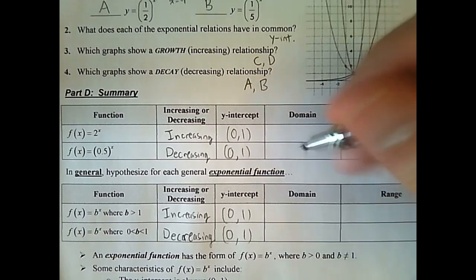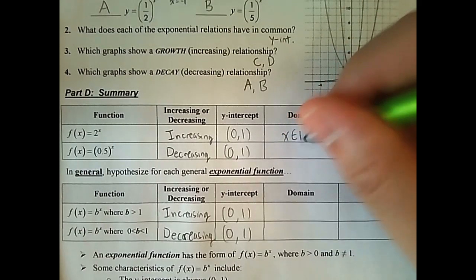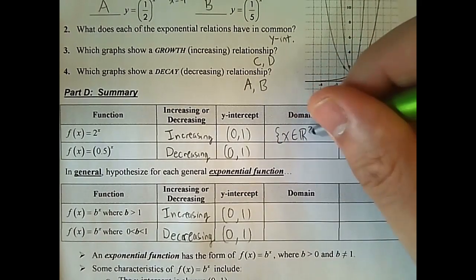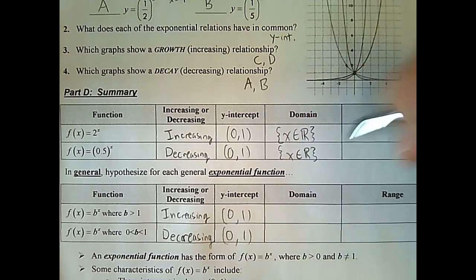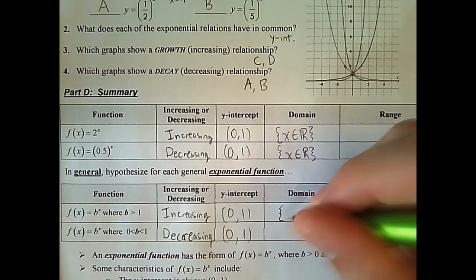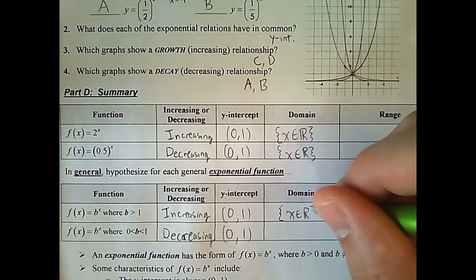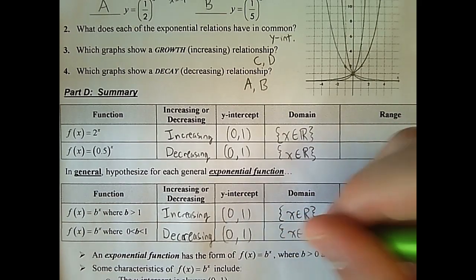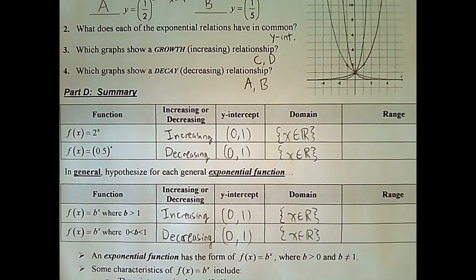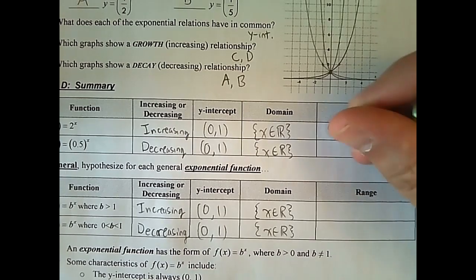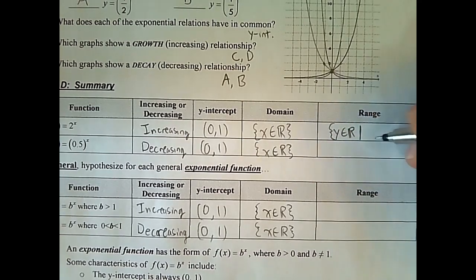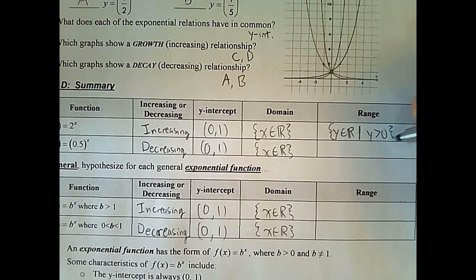The domain for both of these was x is any real number. And then our range is y is any real number, but y has to be greater than 0.